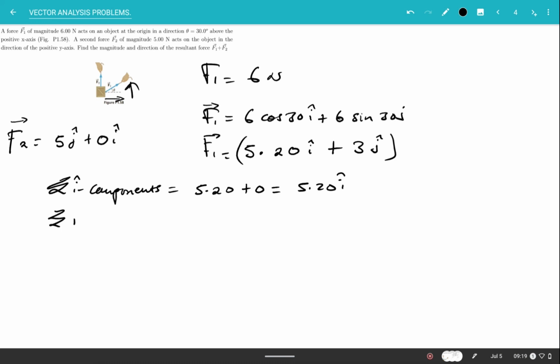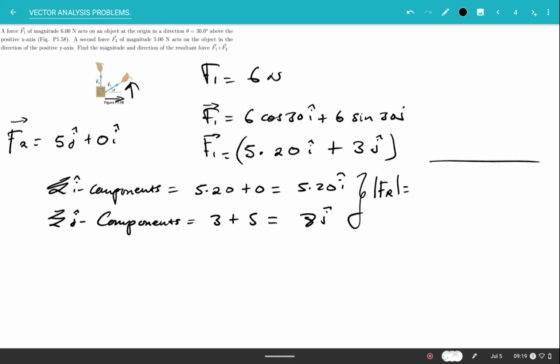Then the sum of the j components will be the j component there, which is 3, plus the other j component there, which is 5. So 3 plus 5, that's 8 in the j. So we can find the magnitude. So we know the magnitude of F, F resultant, is equal to the root of the sum of the i squared plus the sum of the j squared.